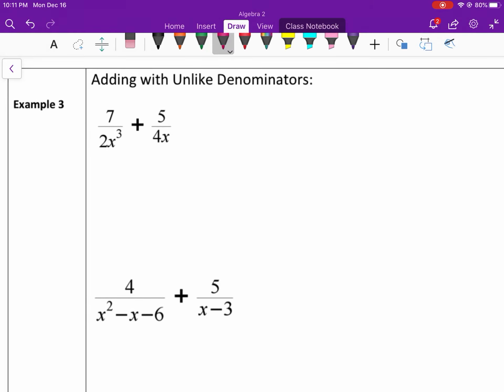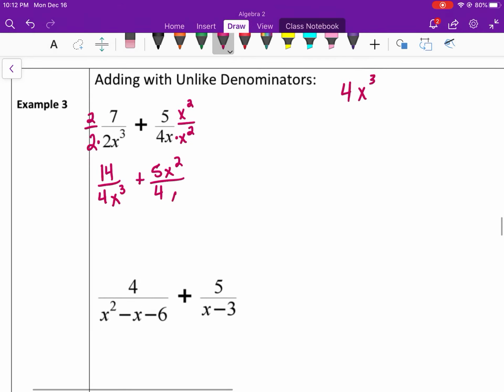Okay, so you just need to have the same denominators. So I can make this 2 a 4 by multiplying it by 2, and I can make this 4x into x cubed by multiplying it by x squared. So then your lowest common denominator is going to be 4x cubed. So whatever I did to the bottom to make them the same, you do it to the top. So I need to multiply this one by 2 over 2. So I get 14 over 4x cubed, and then plus 5x squared over 4x cubed.